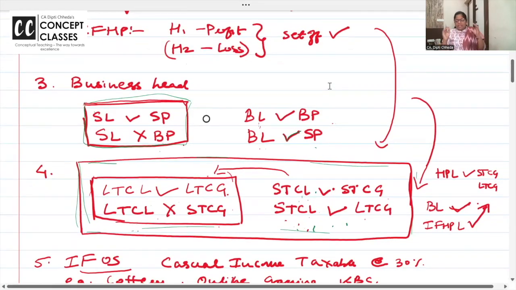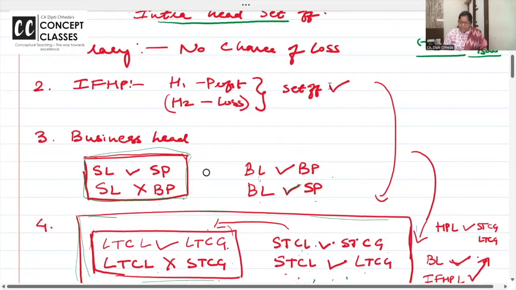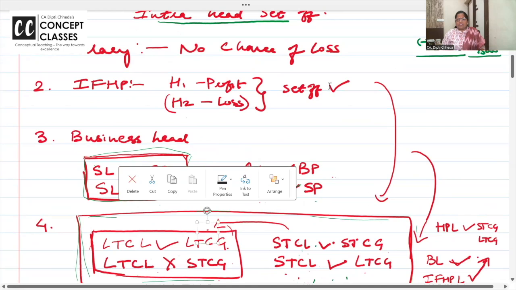In short, long term is not ready to come to the ground floor, and short term is not ready to come out and meet his neighbors. Now listen, they are not coming out. Can we go to the house of the short term capital gain?